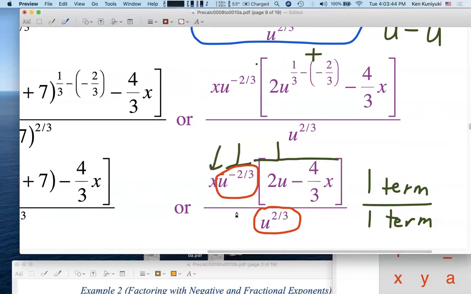And what do we get when we divide u to the negative 2/3 by u to the 2/3? I'll give you 20 seconds to think about it.